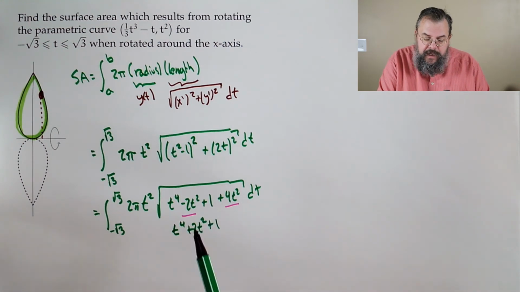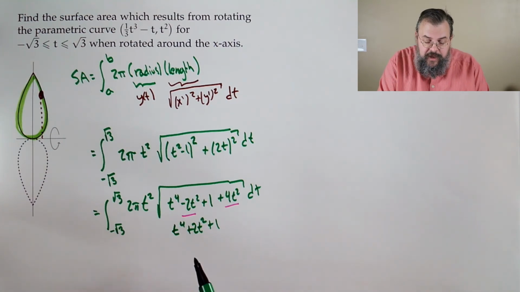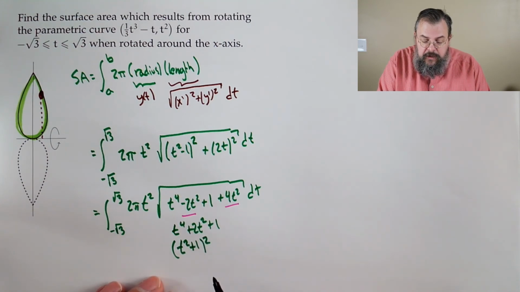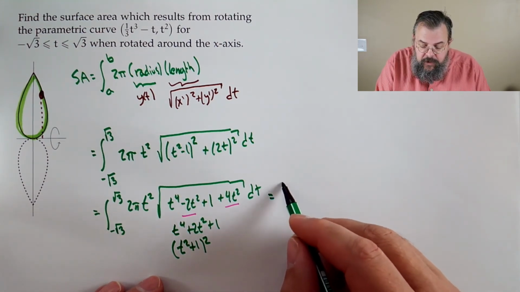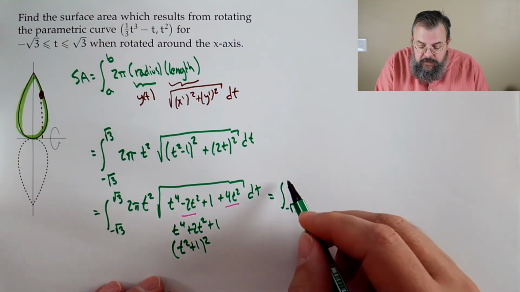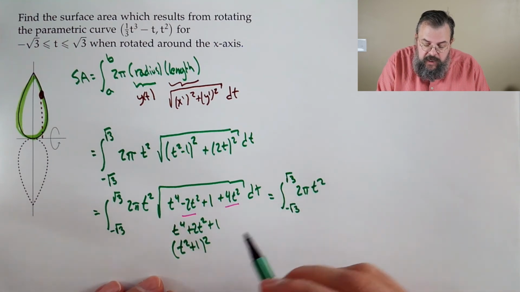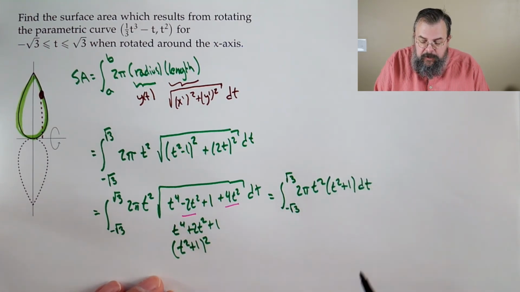And you say, well, wait, it's basically the same thing. We just changed the sign in the middle. If it was a square before, it's still going to be a square. It's really t squared plus 1 squared. And now it's easy to do the square root. So we get the integral from minus root 3 to plus root 3 of 2 pi, t squared times t squared plus 1, dt.